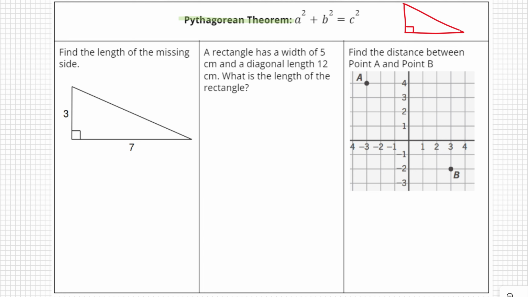And what it says is if you have one leg plus another leg, so leg A and leg B, and you square both of those sides, it will always be equal to the square of the hypotenuse. And the hypotenuse is the longest side of the right triangle.